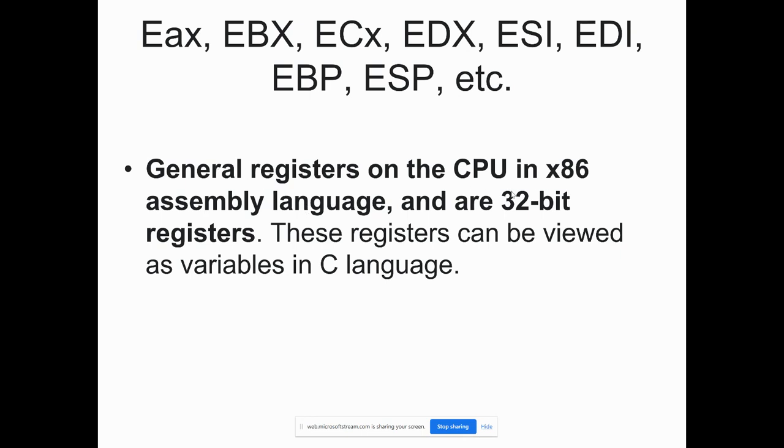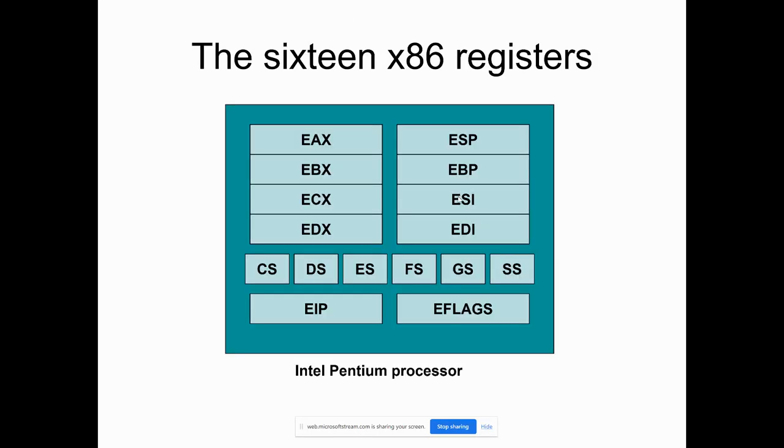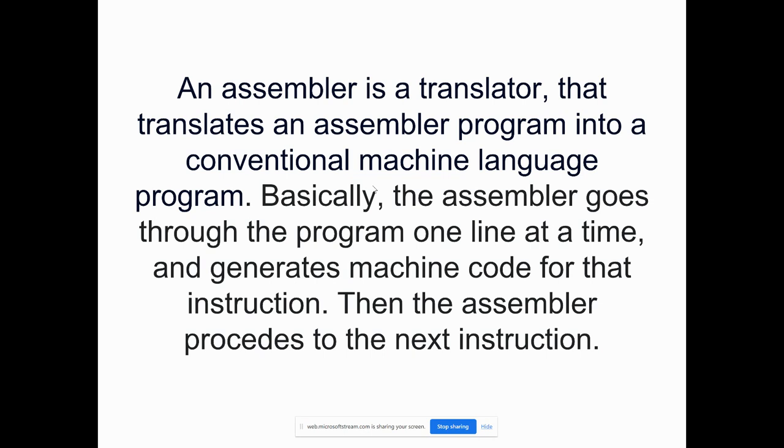General registers on the CPU in x86 assembly language are 32-bit registers. These registers can be viewed as variables in the C language. Here we go, these are the i686 registers. I'm not going to get into details about that.